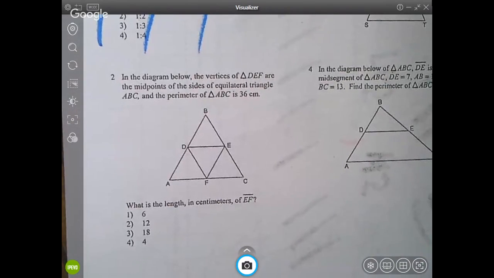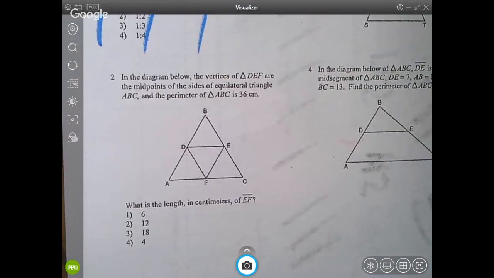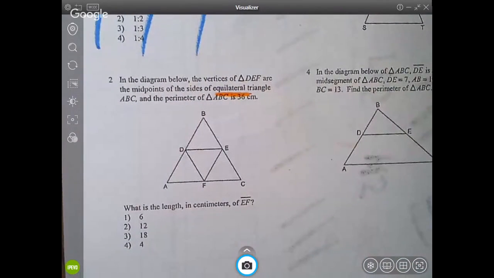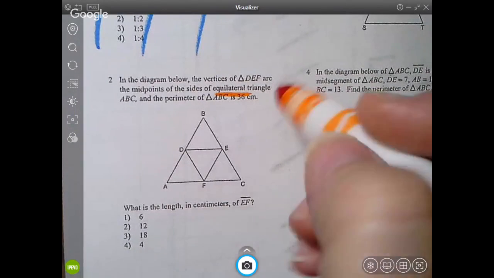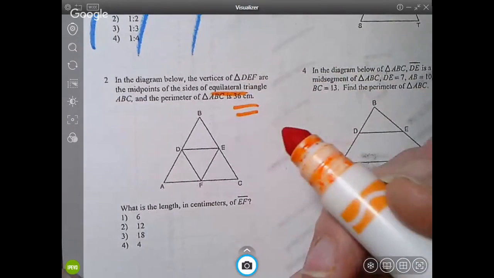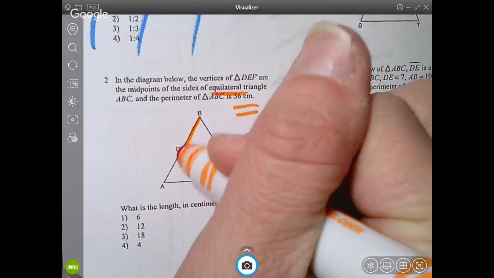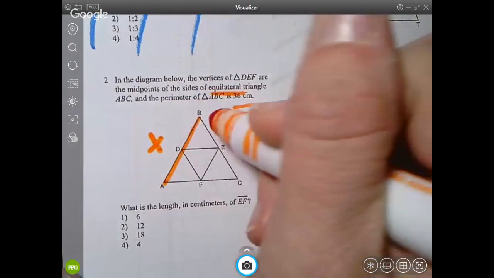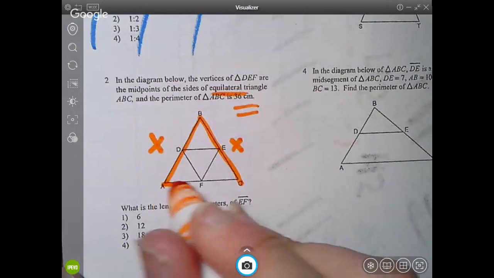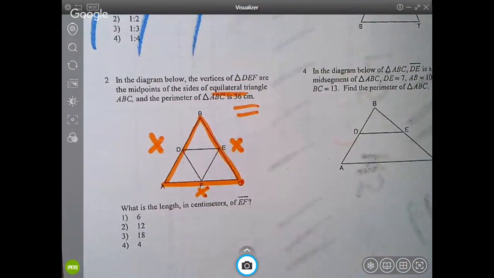Okay, so let's look at number 2. The diagram below, the vertices of DEF are midpoints. And here's our favorite word, equilateral. It said that the perimeter is 36. Because it says equilateral, what does that tell me about the sides? The sides are all equal. So I'll call each side X.